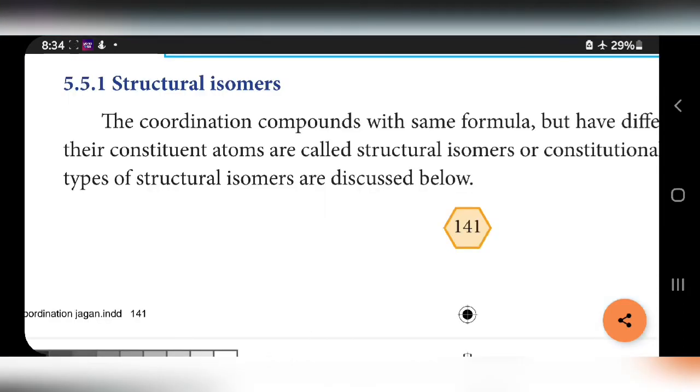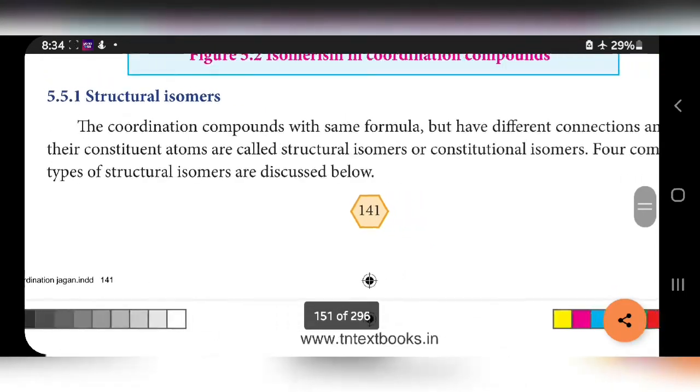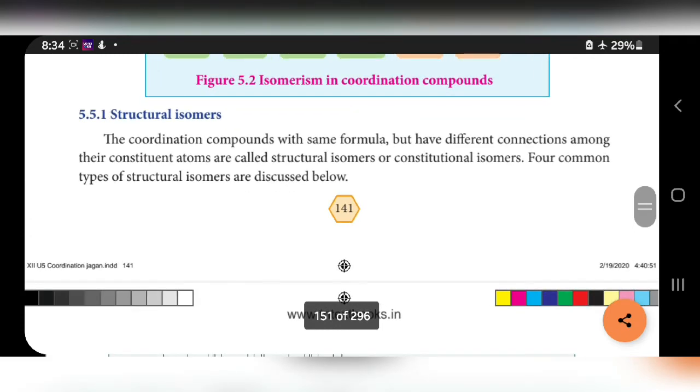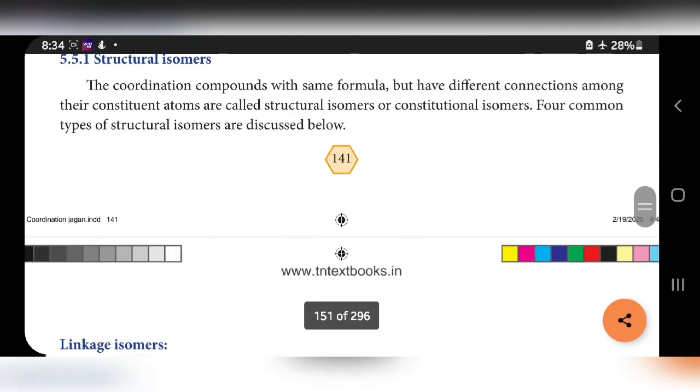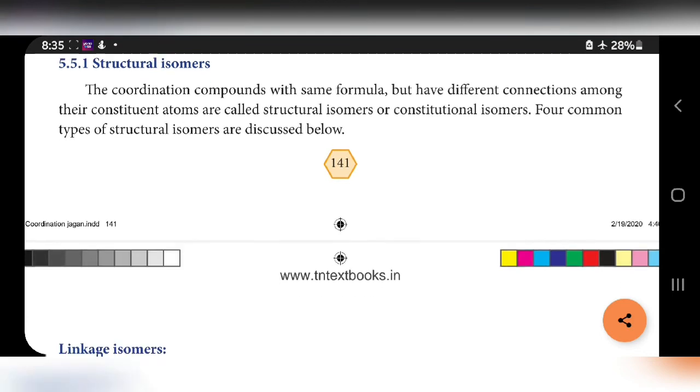First, we are going to learn about structural isomerism. Structural isomers are compounds, coordination compounds, with the same molecular formula, because isomerism means both have the same molecular formula but different connections among their constituent atoms. They are called structural isomers or constitutional isomers. Four common types of structural isomers are discussed below.